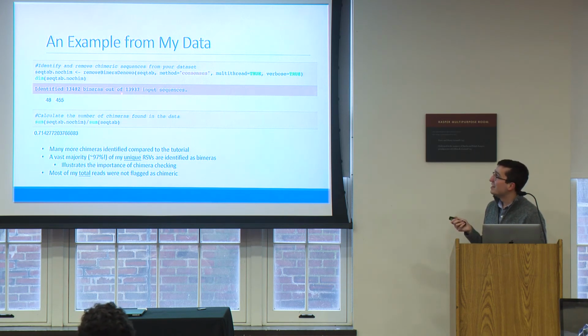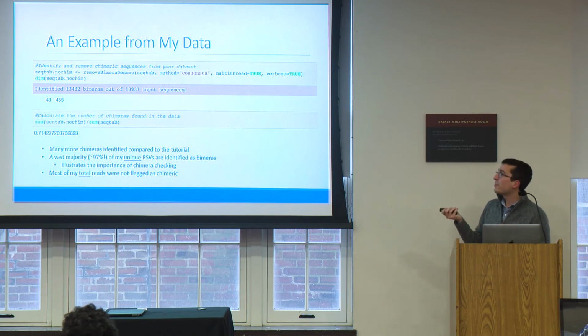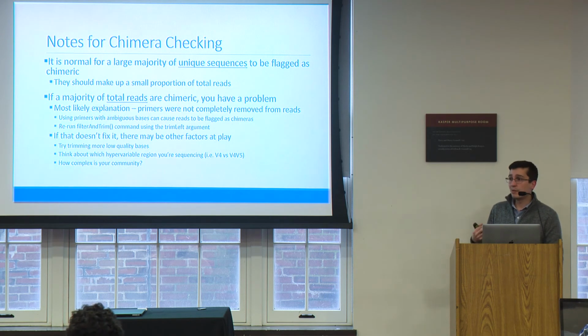One thing I want to point out is that the number of chimeras identified actually are a vast majority of the total unique sequences. 97% of the unique sequences identified by DADA2 are actually chimeric. The flip side of that is that even though it makes up a majority of your unique reads, it should not make up a large proportion of your total reads. These are probably very low abundance in your data set, so maybe like 2 or 3 copies each. But when you run the analogous command, you see that only 71% of my reads are not considered to be chimeric. So that just gives an example. This is probably one of the more extreme cases, but it shows how important that chimera checking is in the DADA2 pipeline.